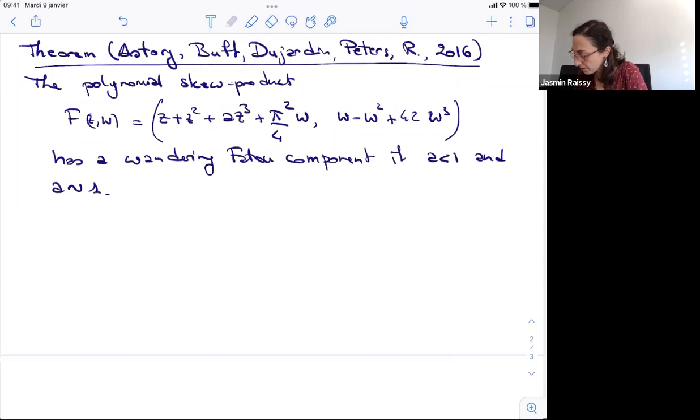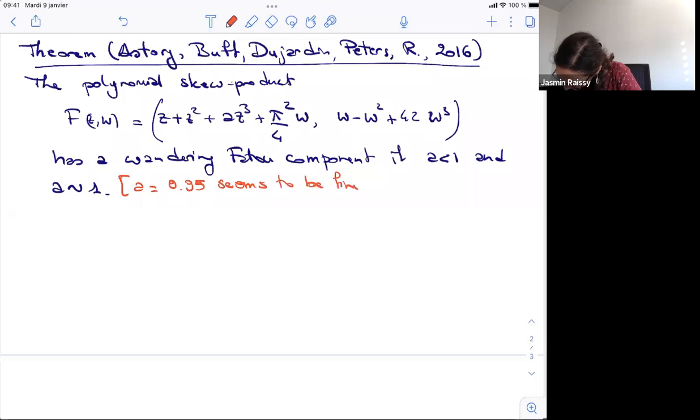So just to give you an idea, this is not proven, but somehow it's proven by computer. When you do your computation, it seems that a equal to 0.95 seems to work. I mean, the proof is simply saying if a is smaller than 1, real, and near enough to 1, then we have it. But you can always try to do computation with computers, and it seems that this is fine.